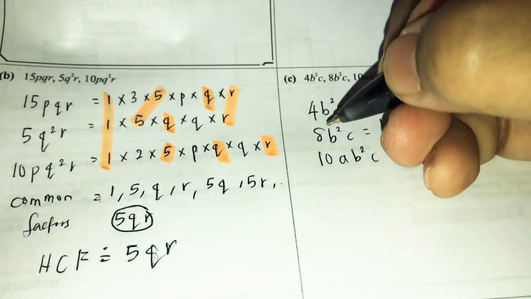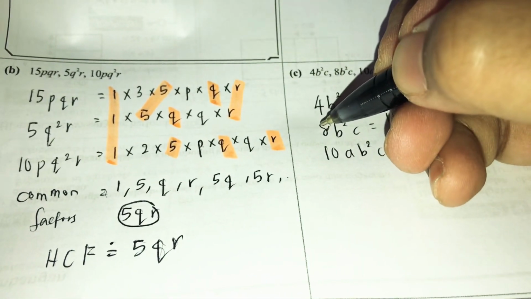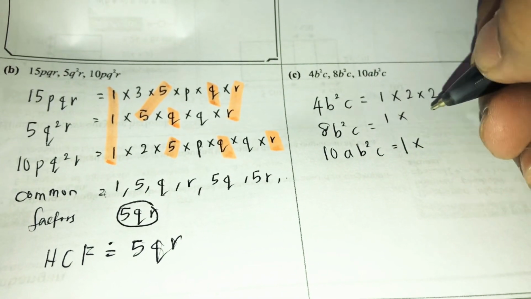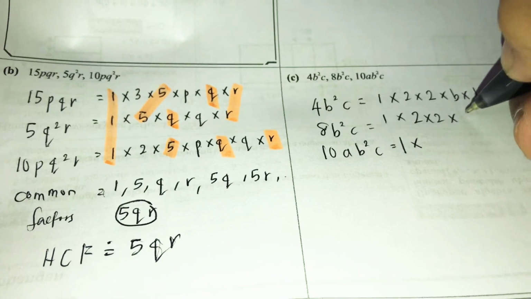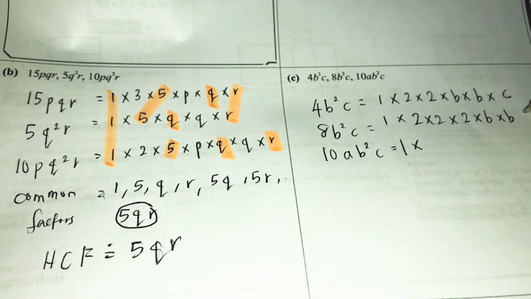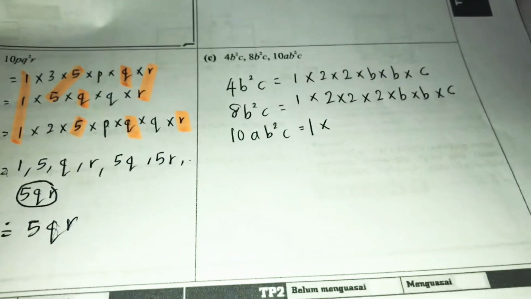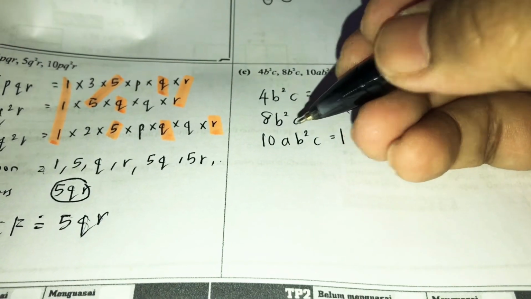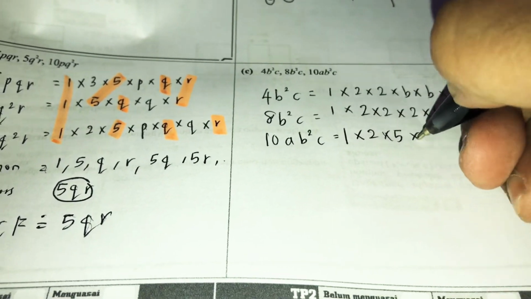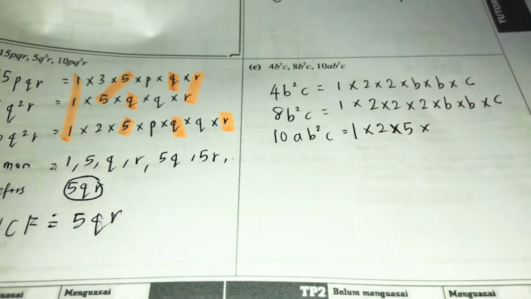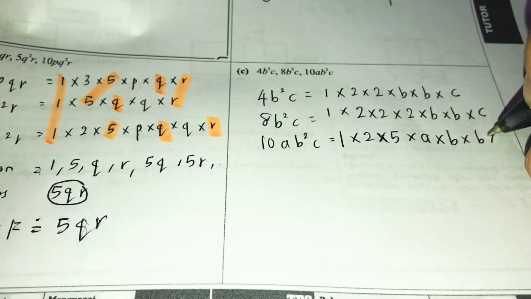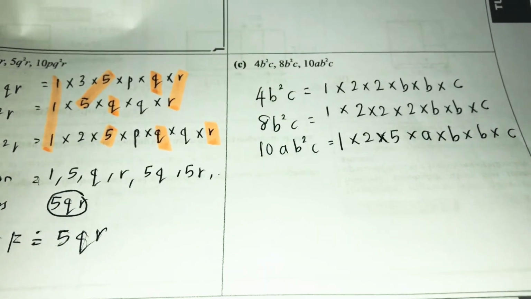Okay, then 8: 2 times 2 times 2. So start with 1, then 2 times 2 times 2. And then b power of 2 means b times c. Okay. And then 10 means 2 times 5: 1 times 2 times 5 times A times, okay, B square means B times C. Okay, like this.